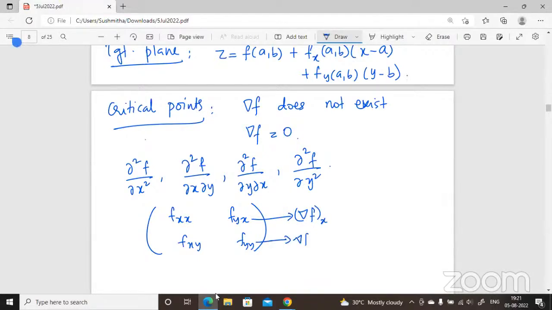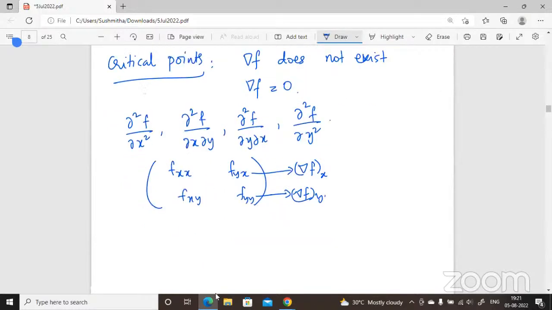Yes, ma'am. Right. Now, as per the matrix, it should be fxx and fxy only. No, this is correct. You take the gradient vector and then differentiate it with respect to x. That will be your first row. You take the gradient vector, differentiate it with respect to y. That will be the second row.